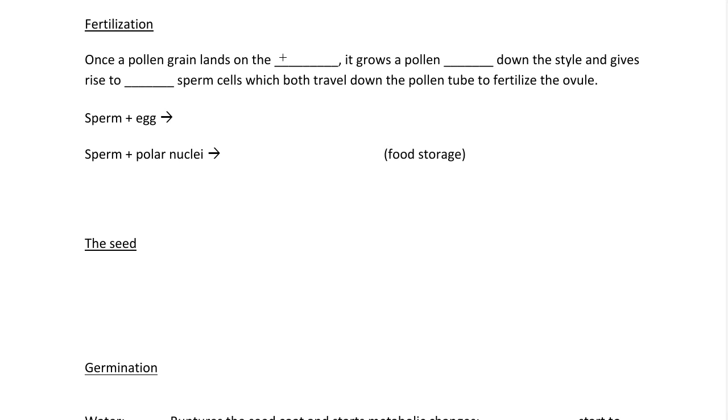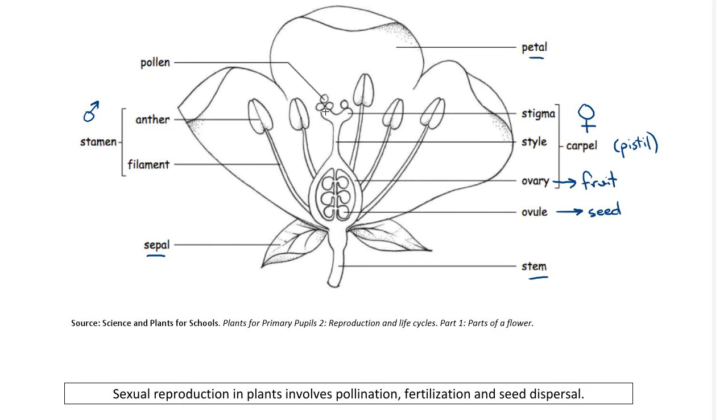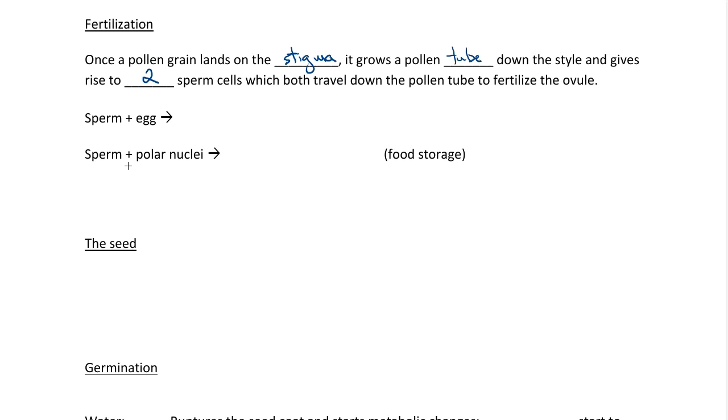Once a pollen grain lands on the stigma, it grows a pollen tube which extends down the style towards the ovary and gives rise to two sperm cells. And both of those sperm cells travel down the pollen tube and fertilize the ovule. So if we look back to our diagram of the flower, here's a pollen grain that's landed on the stigma. It's going to grow a pollen tube that extends down the style, extending towards the ovule, and the pollen grain will give rise to two sperm cells that'll travel down here and fertilize the ovule. So we have two sperm and two fertilization events.